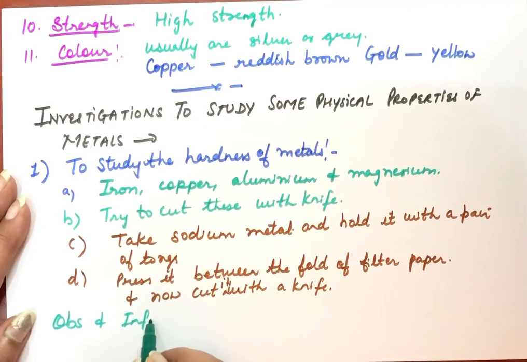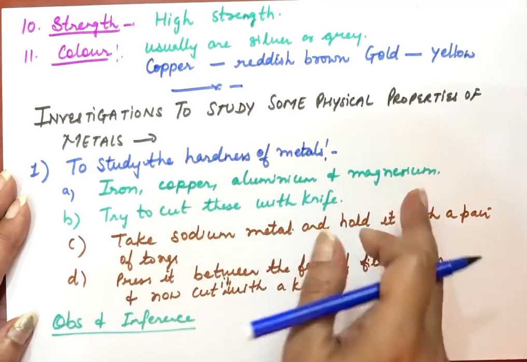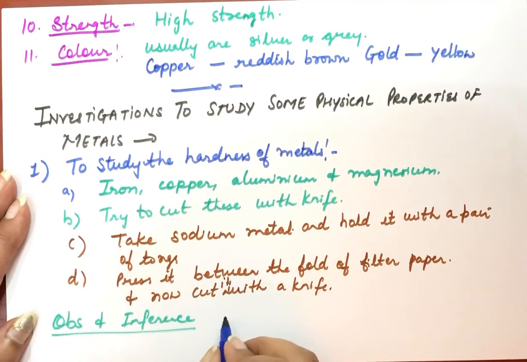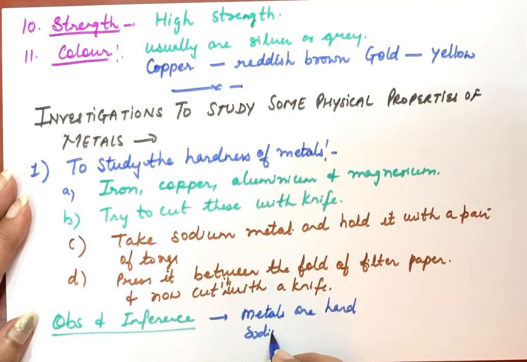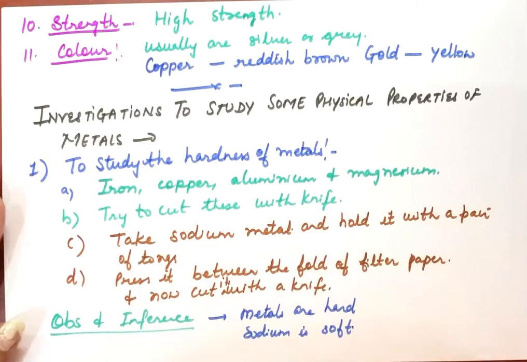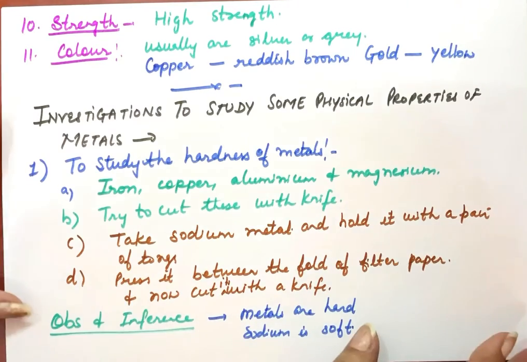And then observation. What is the result? Observation and inference. The observation here is that it is possible to cut the sodium metal with a knife, but it's not possible to cut all these metals with a knife. So our conclusion from this is that metals are hard, and hardness varies from metal to metal. But then we'll write that sodium is soft because it can be cut easily with a knife. So this is the first investigation.